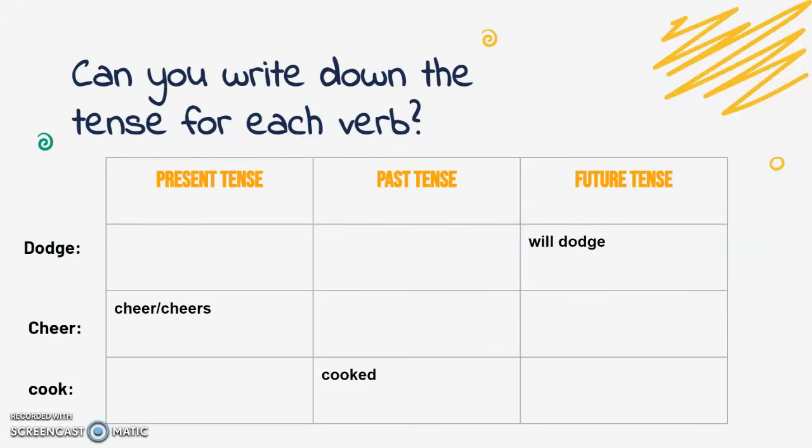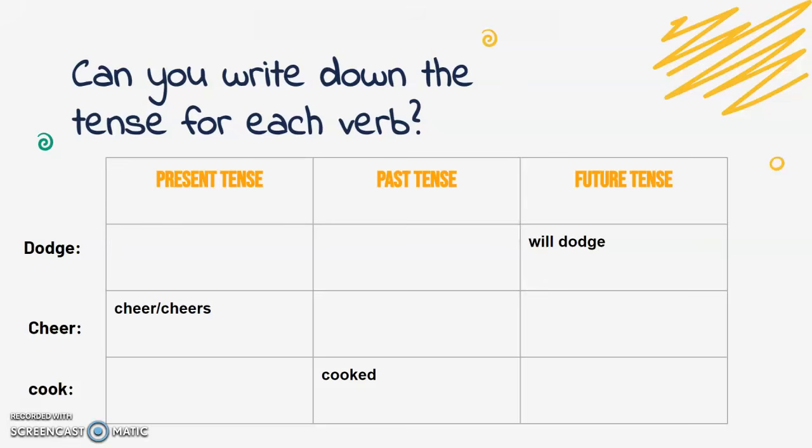What I'd like you to do is answer a couple of questions related to this chart here. You're going to start with the word dodge, and you're going to type the present tense form of the word dodge and the past tense verb of dodge. I already have the future tense filled in for you: will dodge. So maybe I will dodge a dodgeball, meaning I will do it in the future, but I haven't done it yet.